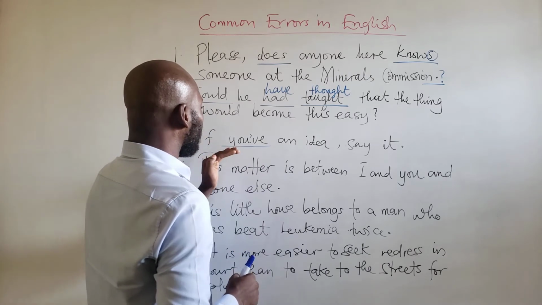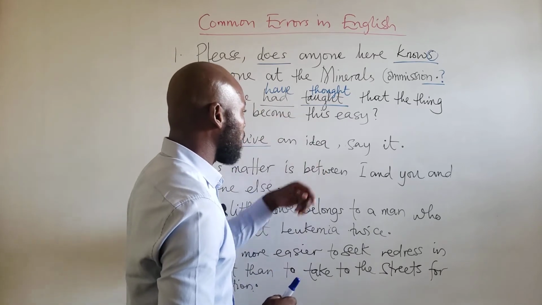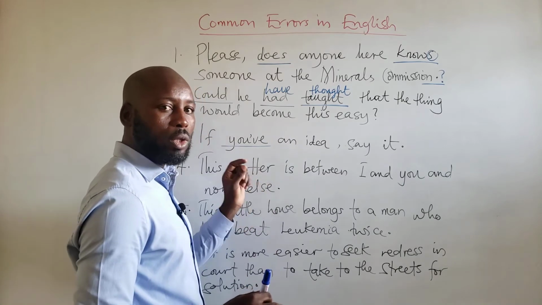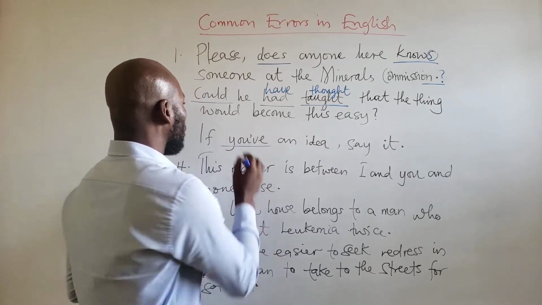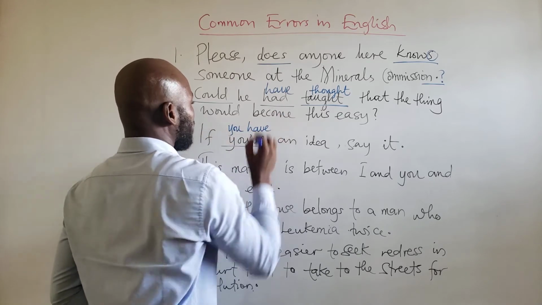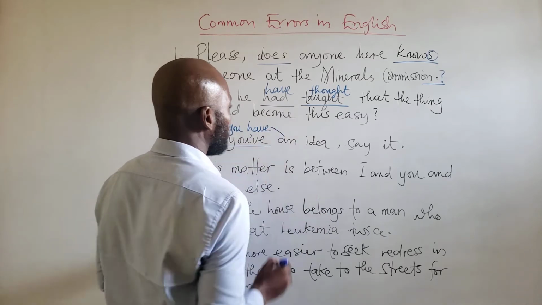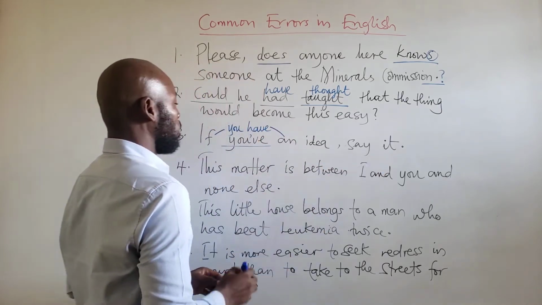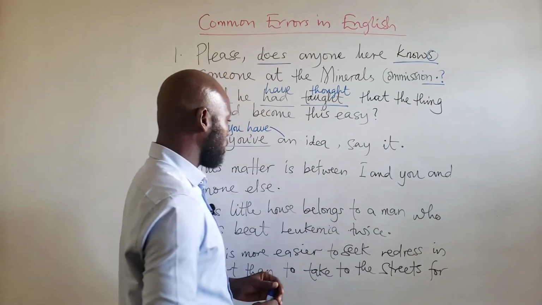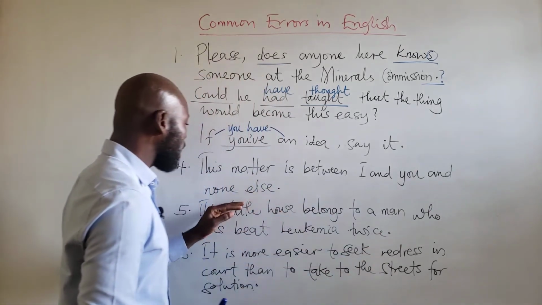Whenever you are to use it after a pronoun and there is no action verb coming after it, don't contract it. And this is peculiar to the use of have. So if you have an idea, say it. Don't write "if you've an idea," say it. It is not appropriate. This matter is between I and you and none else.